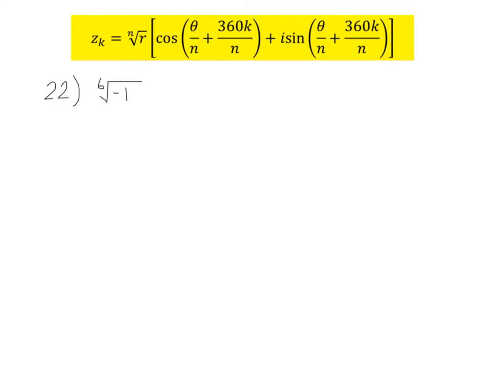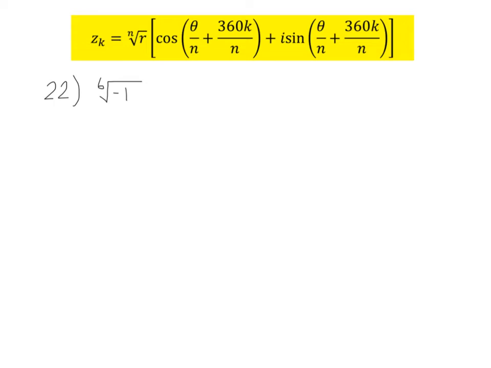This is number 22 on page 495, where we're asked to find all 6 of the 6th roots of -1. Well, using real numbers, you cannot take even roots of negative numbers. They do not exist. If you tried to do this on your calculator, you would get an error message. All 6 of these 6th roots are going to be complex numbers, x plus y, j.